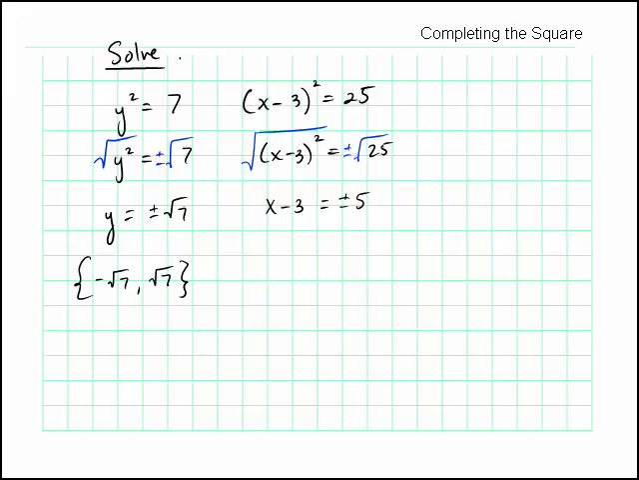Now, the best approach at this point is to split this into two different equations. If I use the plus 5, I've got x minus 3 equals a positive 5. And if I solve that for x, I get 8. 8 is one of my solutions. However, if I use the negative 5 instead, x minus 3 could be negative 5. And if I solve that equation for x, I get negative 2. And so the two solutions to this equation are negative 2 and positive 8.